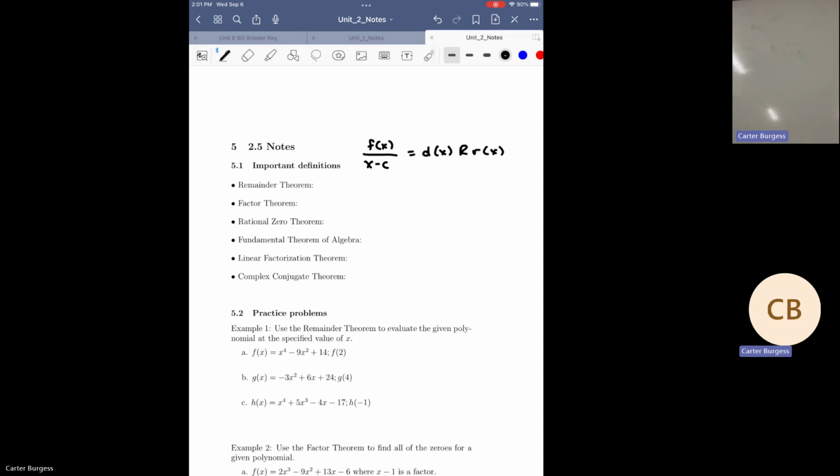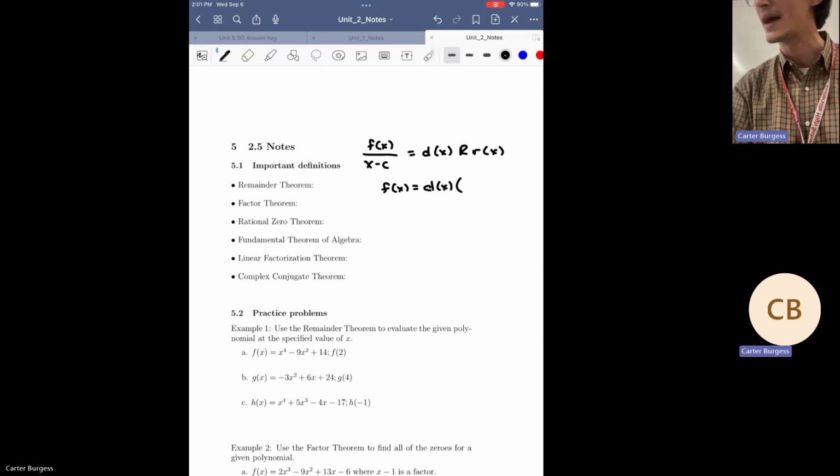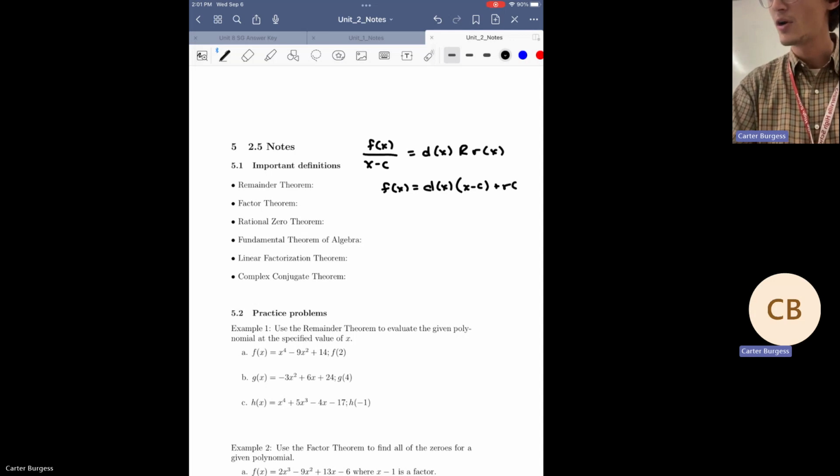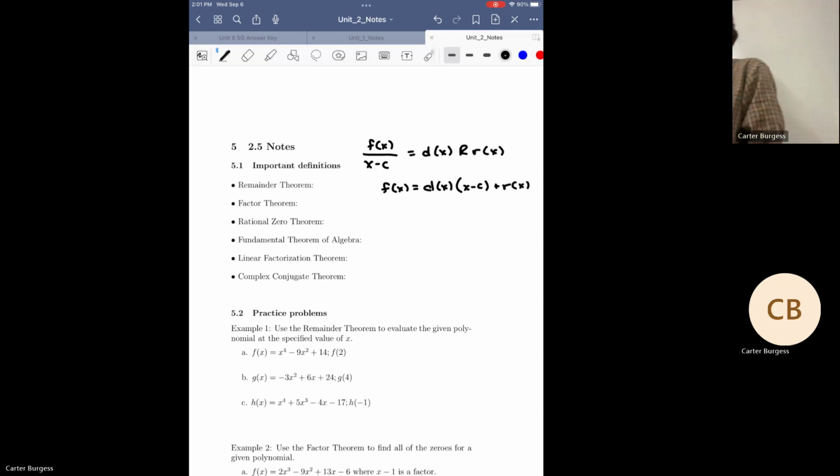This is just basic. If I divide my function by anything, I'm going to get the answer to the division with a remainder. That's just our very basic premise. And by our division algorithm, we are saying that we can set this up to say that f of x is equal to this thing that we got, this d of x, which we're going to see doesn't matter at all, times x minus c plus whatever our remainder is.